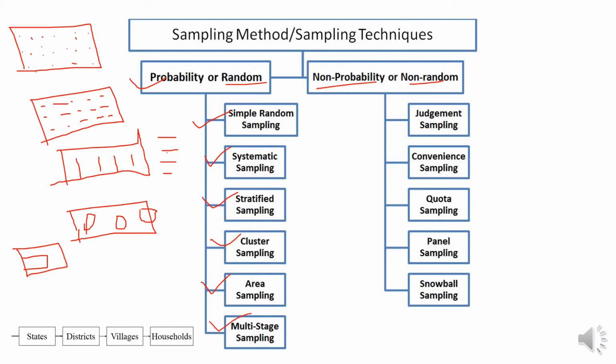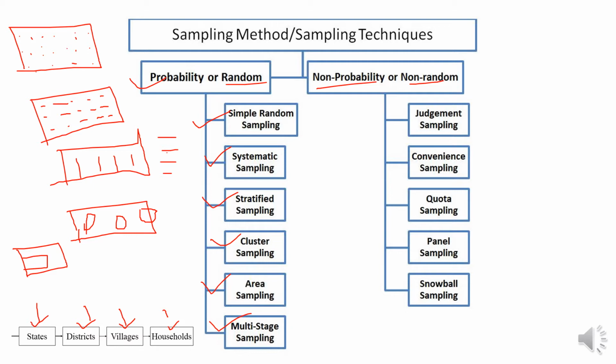Then multi-stage sampling. Multi-stage sampling means you are doing sampling from different stages. A simple example: you collect samples from the whole state, then district wise, then village wise, then household wise. So it's multi-stage, four stages. That is called multi-stage sampling. Scientifically, we use these kinds of sampling techniques much more.